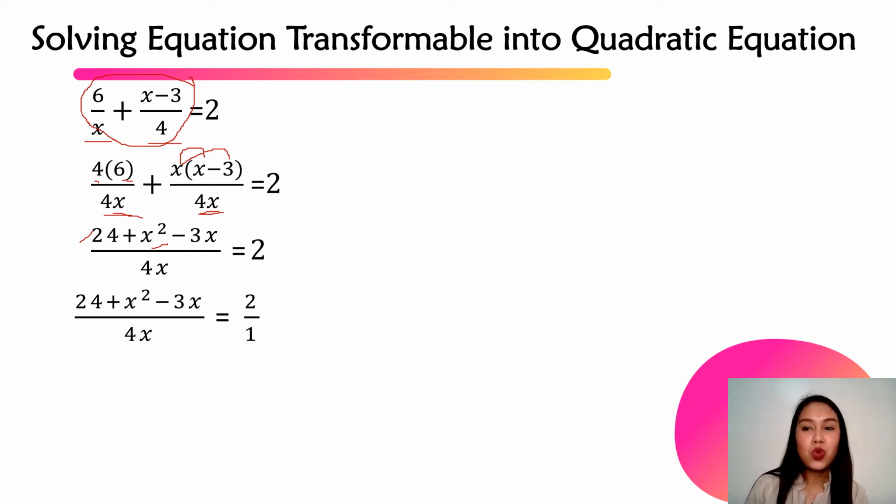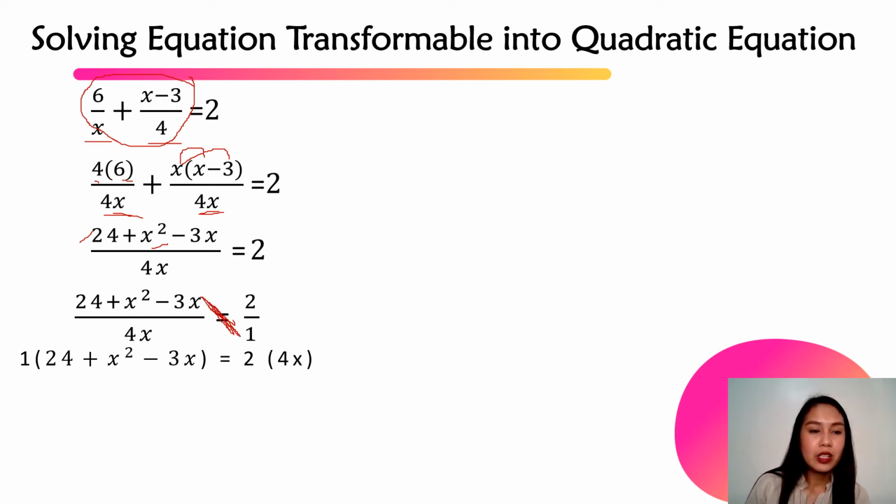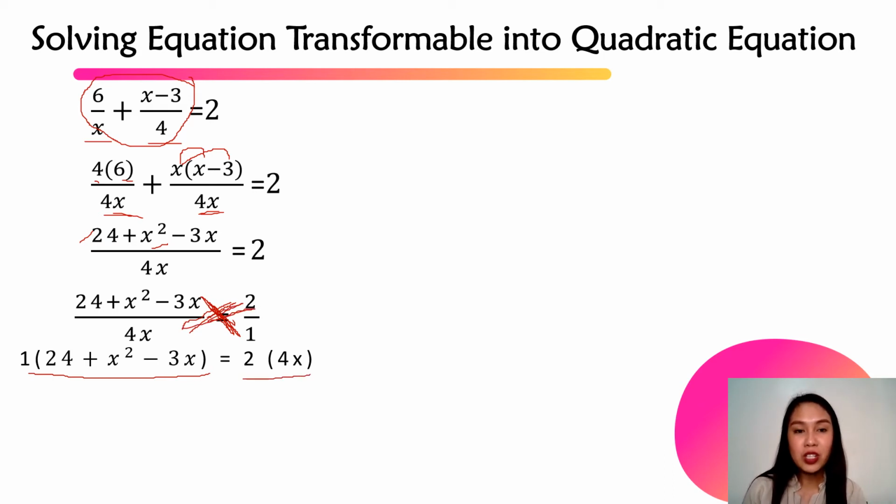So how do we do cross multiplication? We simply multiply 24 plus x squared minus 3x by 1. That's why we have 1 times 24 plus x squared minus 3x. Now, on the other side of the equation will be the multiplication of 2 and 4x. So, 2 times 4x on the other side of the equation when we apply cross multiplication.